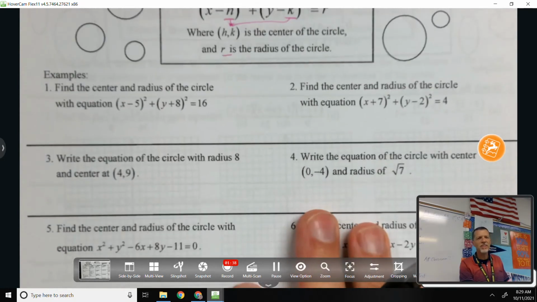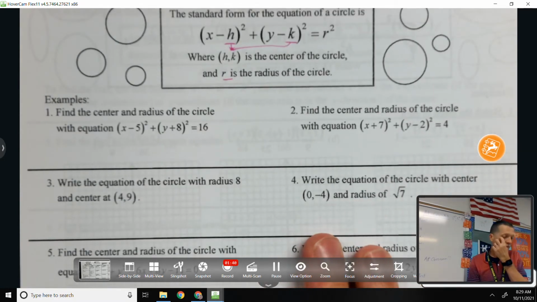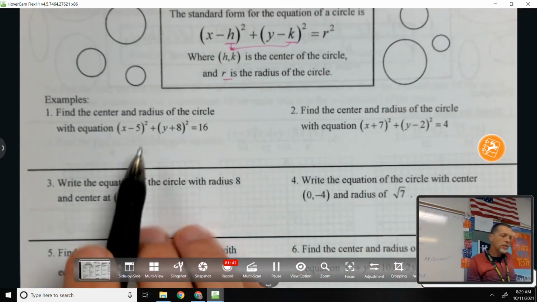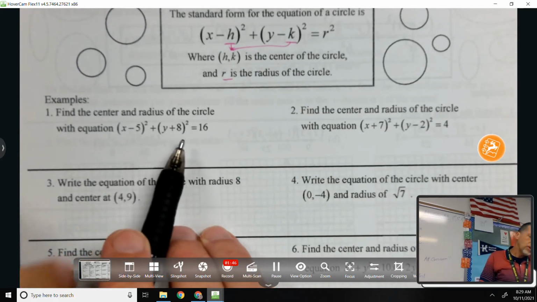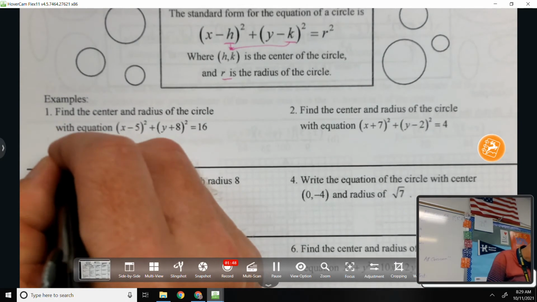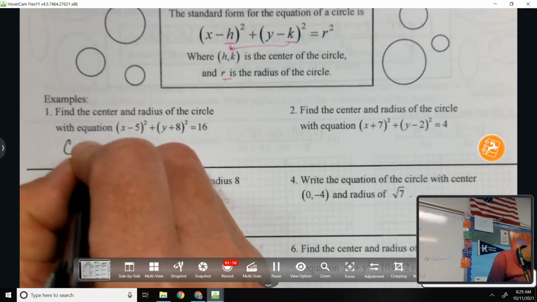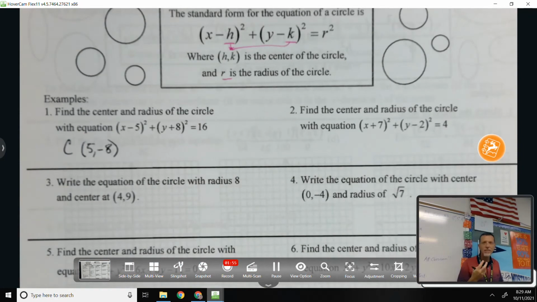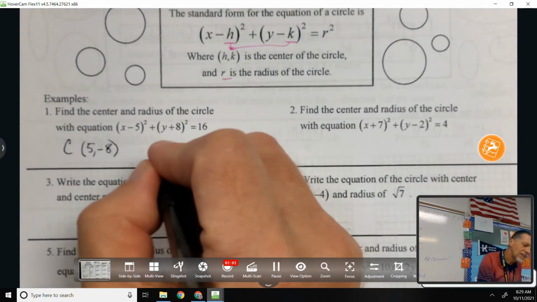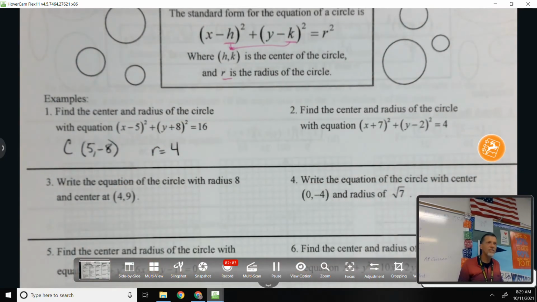Let's do a couple of examples. These aren't really that bad. Find the center and radius of the circle with this equation: (x minus 5) squared plus (y plus 8) squared equals 16. So the center is 5, negative 8. There's a sign change going on, no big deal. And the radius is 4 because it's the square root of 16.